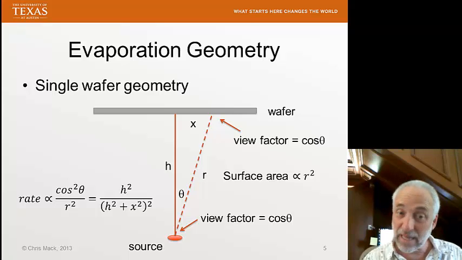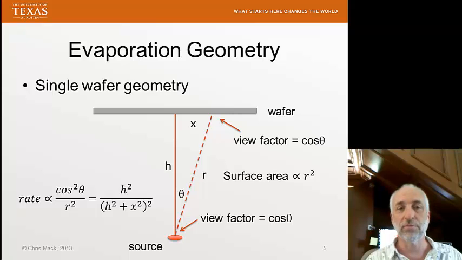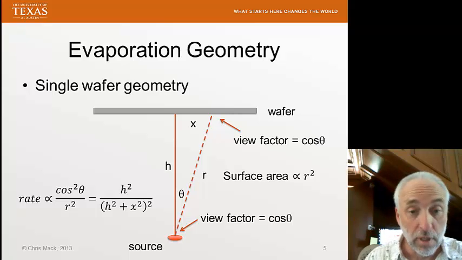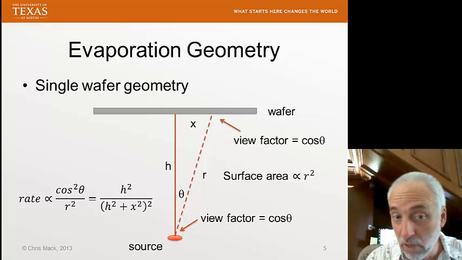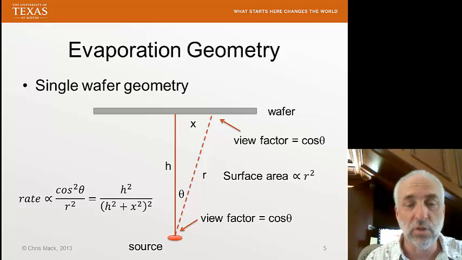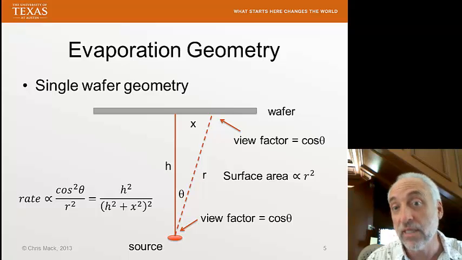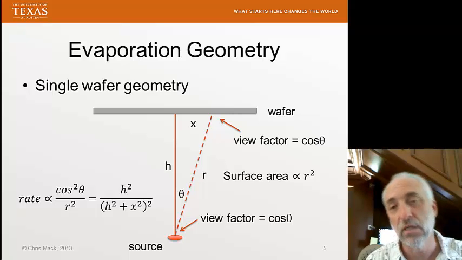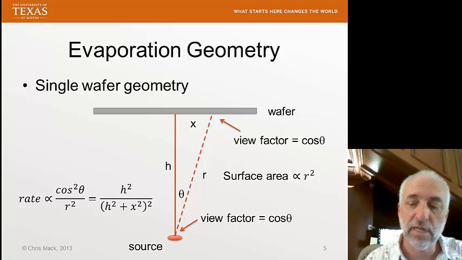So you can see that we will not get a uniform deposition all over the wafer. At x equals 0, I'll get a rate that's proportional to 1 over h squared. But for larger x's, I get a slowdown in the rate. I get a lower deposition rate out at the edges of the wafer than in the middle.